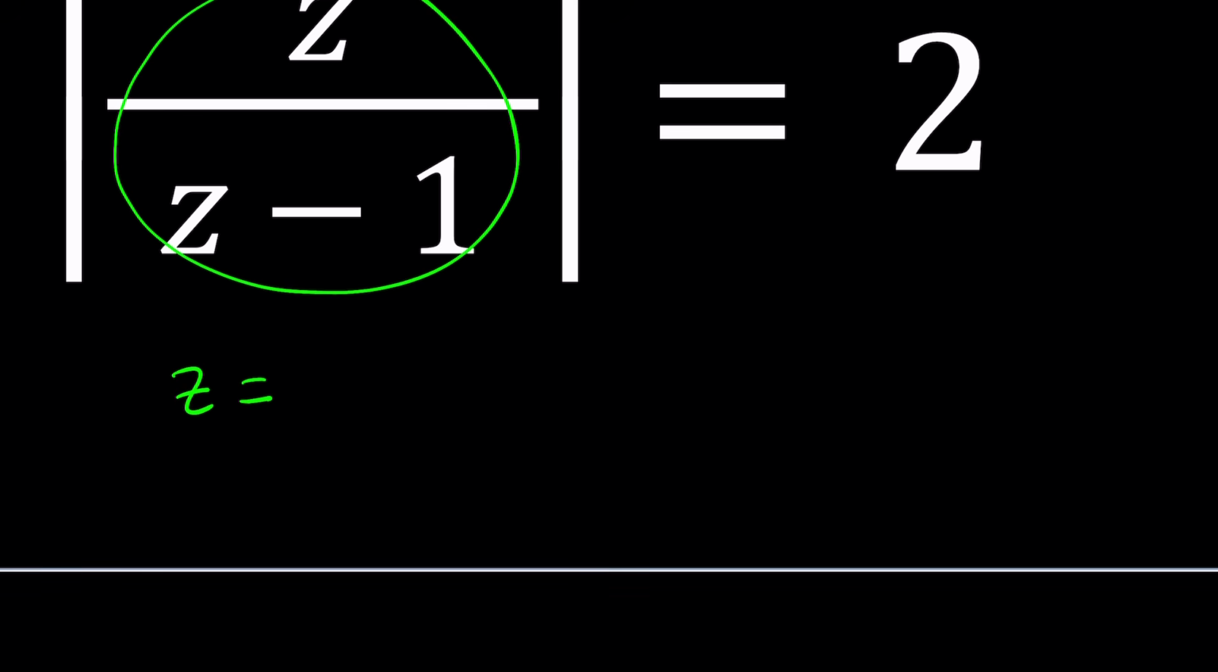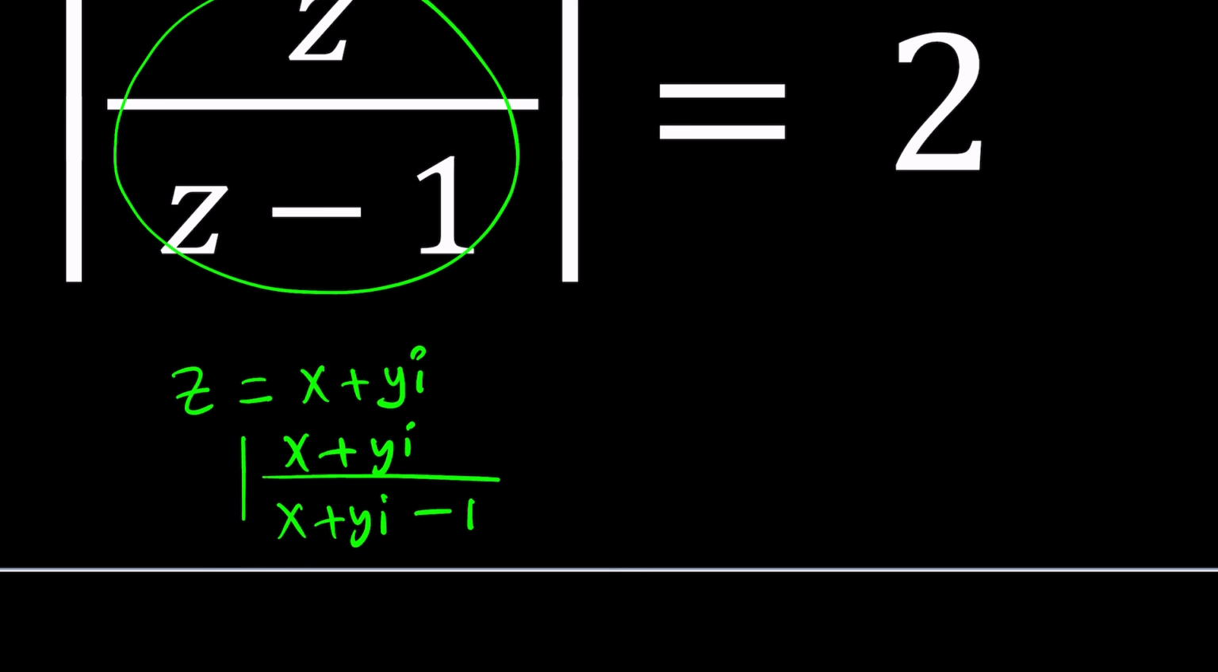And in this case, we would go with either a plus bi, which is the name of this channel. Hopefully you knew that, right? Or x plus yi. Let's go ahead and use x plus yi. I'm going to go ahead and explain, if I don't forget, towards the end why I choose this one. Now, we have to do this in the numerator and the denominator, so it's going to look like this. x plus yi divided by x plus yi minus 1. And we need to take the absolute value, and this equals 2.